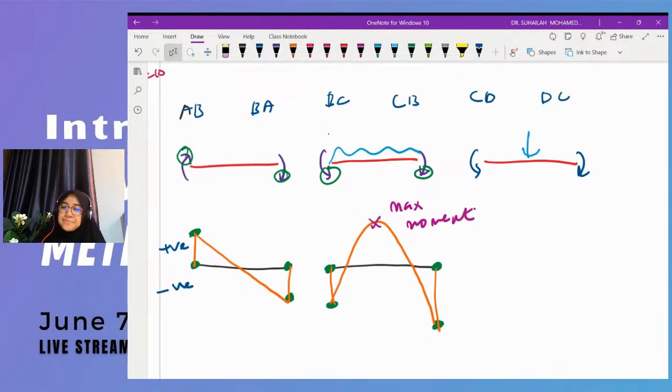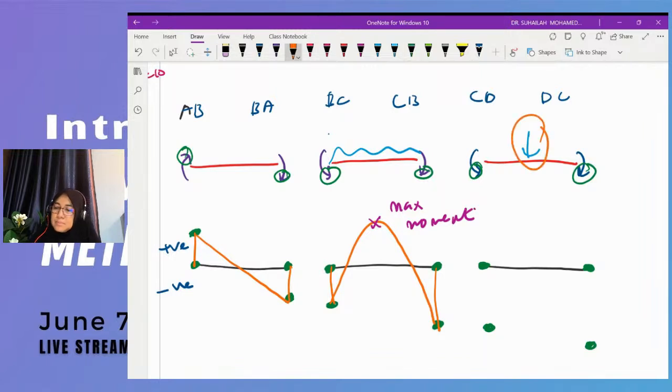And for the last one, okay, for the diagram, this is the first position, this is the last position. First position and last position. And then based on the arrow, this is the point. And due to this point load, we get one maximum moment here. But for point load, we have the straight line.